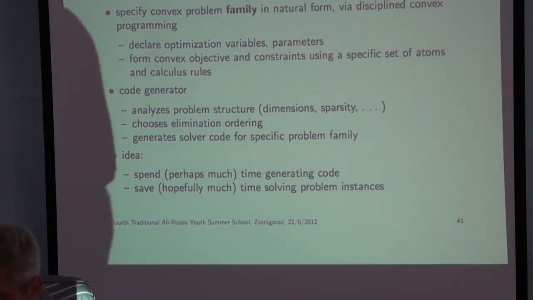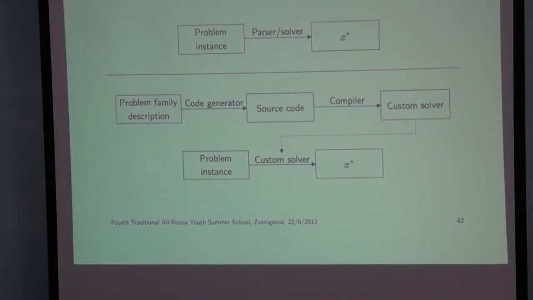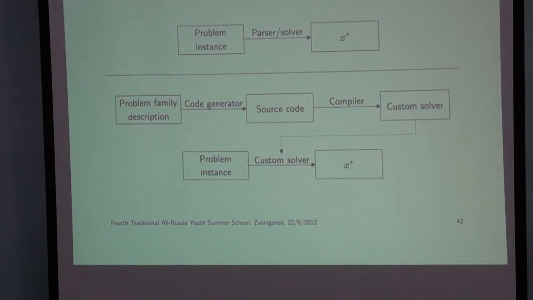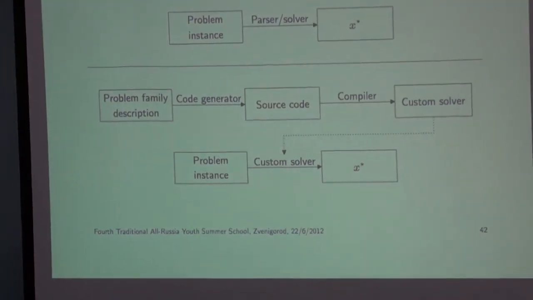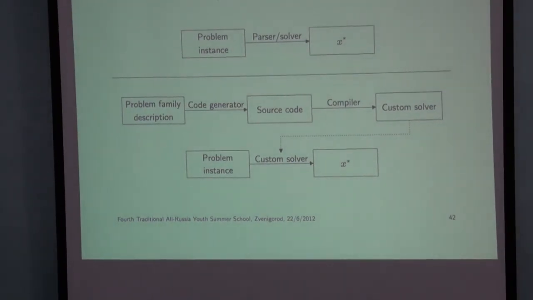So the difference between a parser-solver and a code generator is this. In a parser-solver like CVX, you take a problem instance, the parser parses it, solves it, transforms it back, and you get the answer. It's complete, but if you call it multiple times, like to make a trade-off curve, it's incredibly stupid. It parses it again. One second later, it parses the same problem again. The data has changed a little bit, it does it again, as if it never saw it before.